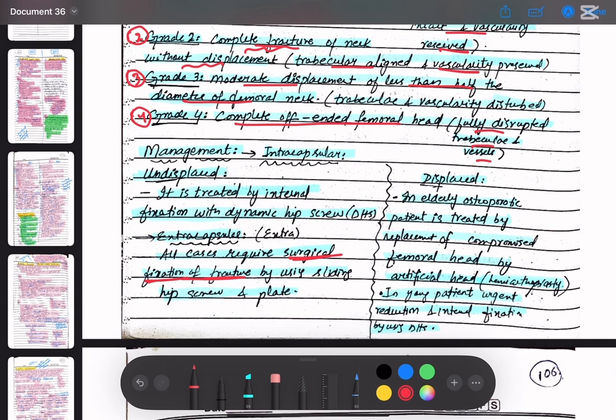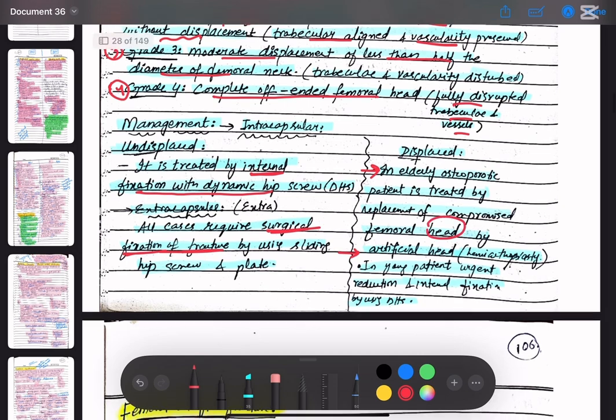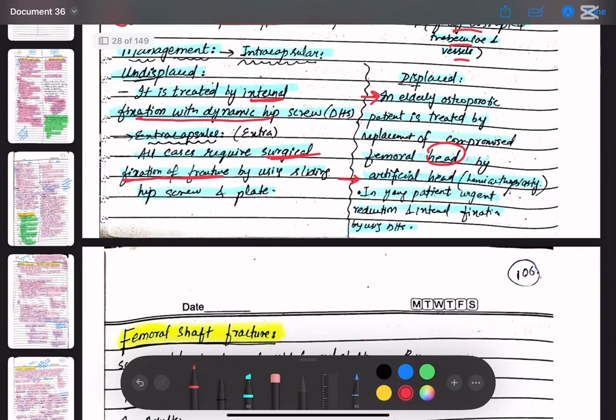If it is undisplaced, it is treated by internal fixation with dynamic hip screw. If it is displaced and in an elderly osteoporotic patient, then we have two conditions: one is the elder patient and one is the younger patient. If the patient is elderly, then the head of the femur is replaced. If the patient is young, then reduction and internal fixation is done.